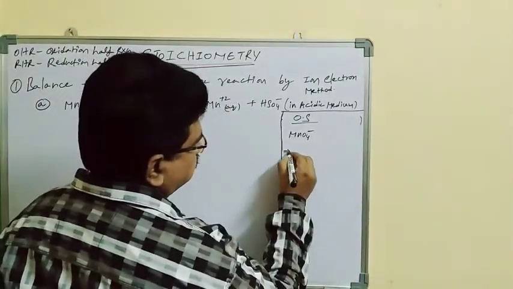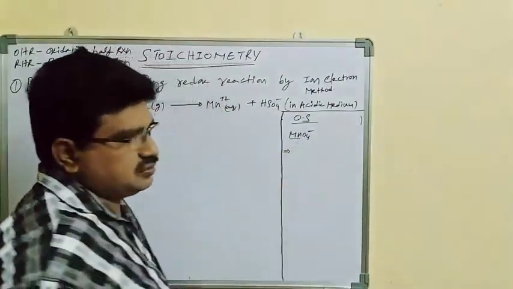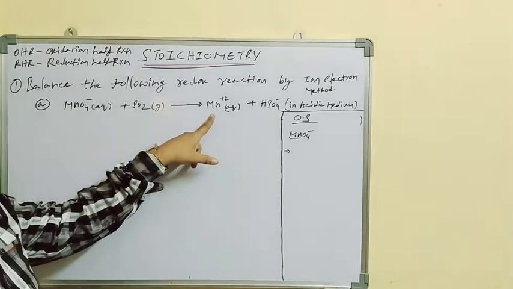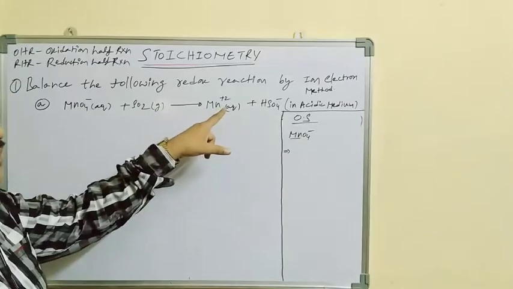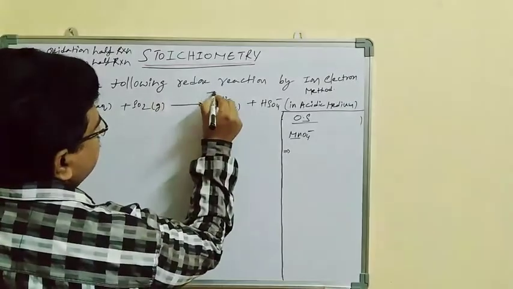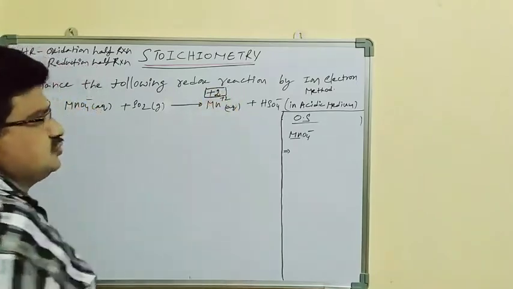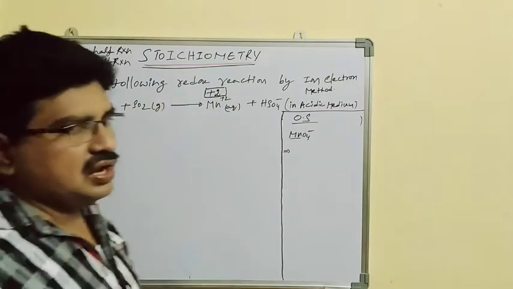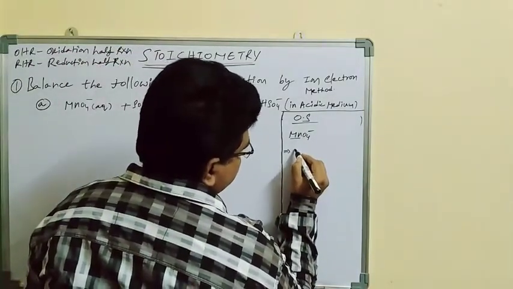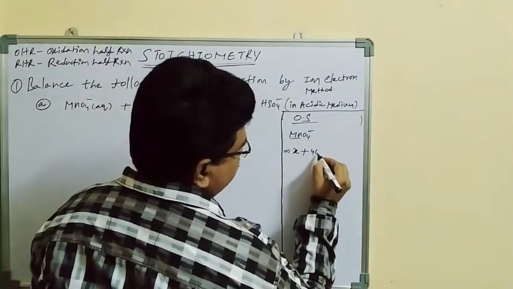We have to find the manganese oxidation state. Why? Because manganese is there on the reactant side and manganese is also there on the product side. Here the oxidation state is already given, no need to calculate: this one is taken as +2. So for the manganese here, taking it as x plus 4 into oxygen.